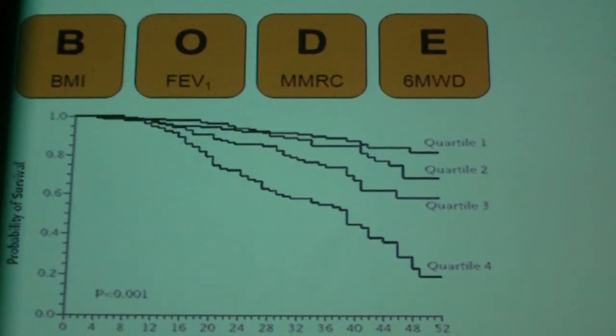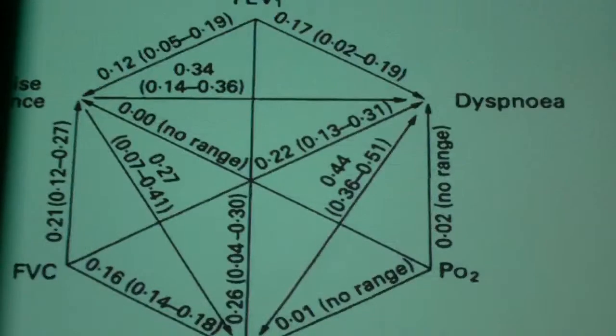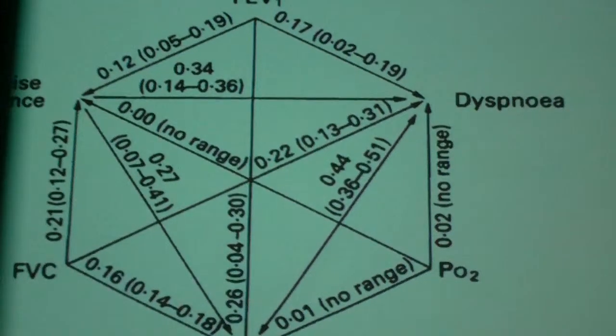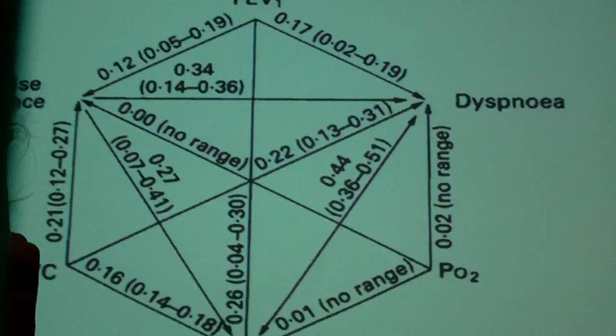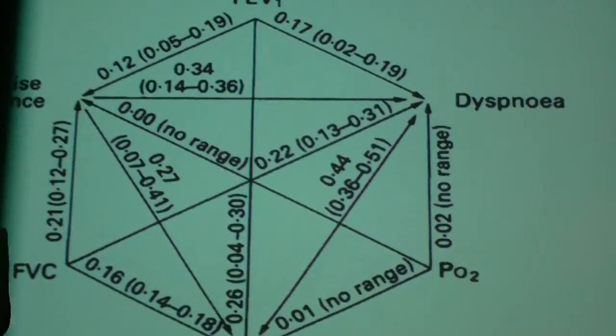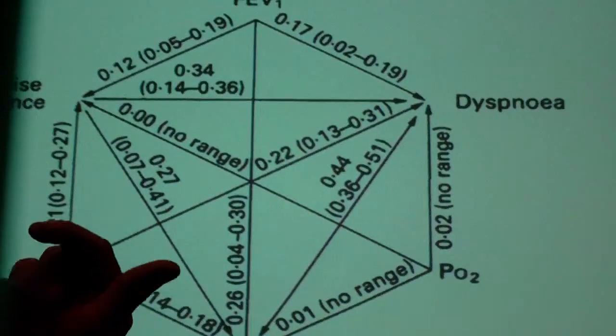And this is the study mentioned. You see the lower the score, the higher the survival is. So these indexes are also very much used in COPD. So COPD is a very complex disease. It's more than airflow limitation. It consists of airflow limitation, dyspnea, quality of life, oxygen, CO2, exercise tolerance, body mass index, and so on.